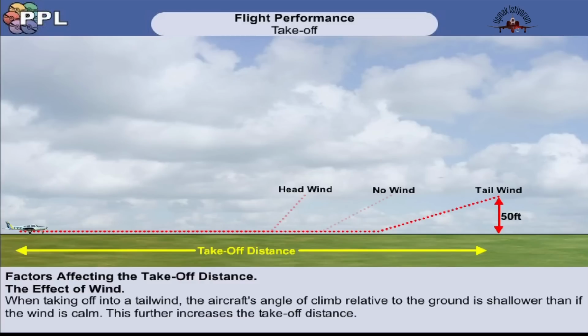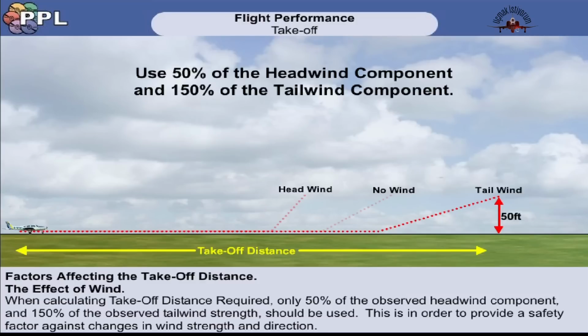When using winds, it is recommended that you do not use the actual wind that is given, just in case when you actually get airborne the wind changes and thus your takeoff distance changes. When calculating takeoff distances, the recommendation is that you use 50% of the headwind component and 150% of the tailwind component. As an example, if the wind were reported to be 10 knots of headwind, only use 50% of this, which is 5 knots.